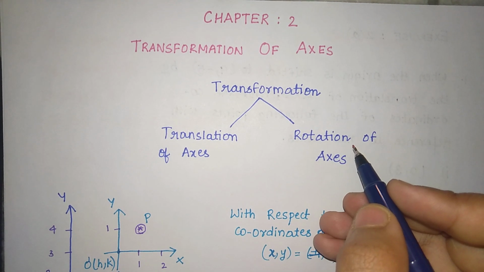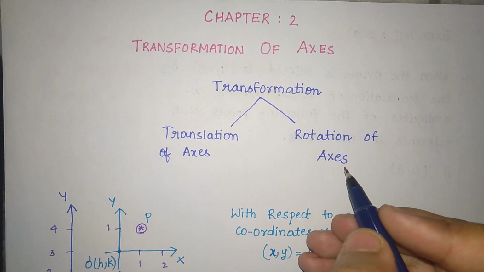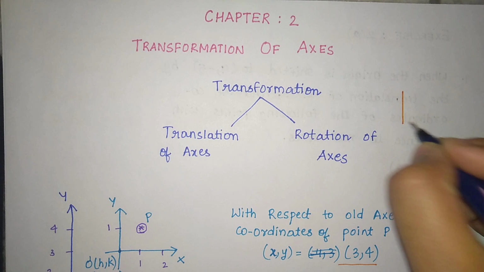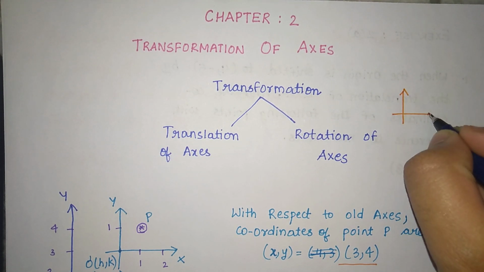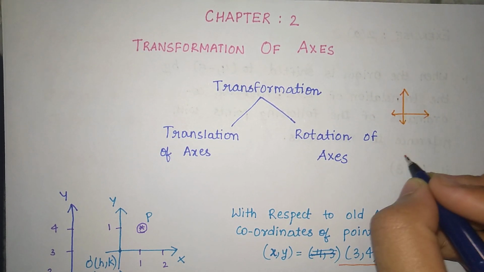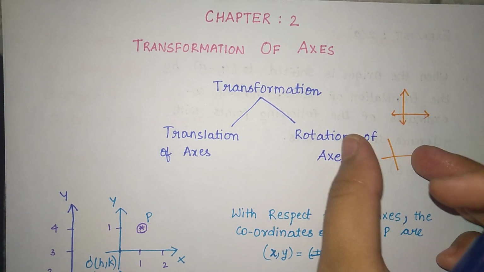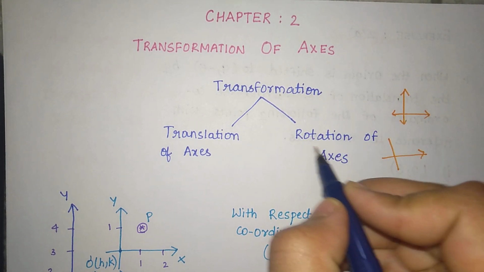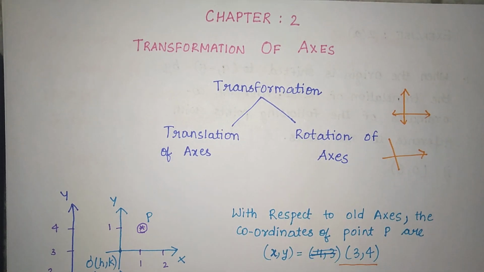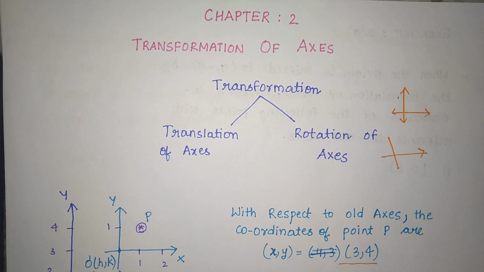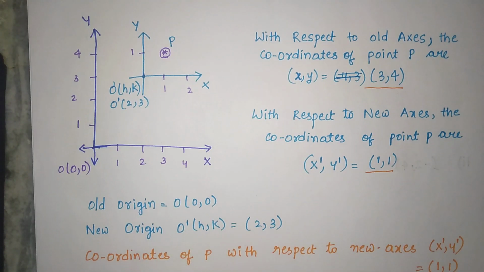Rotation of axis means moving the axis with an angle, like if this is the coordinate plane, you are shifting it with some angle. That means you are shifting it like this. So this is known as rotation of axis. So here today we will discuss translation of axis.